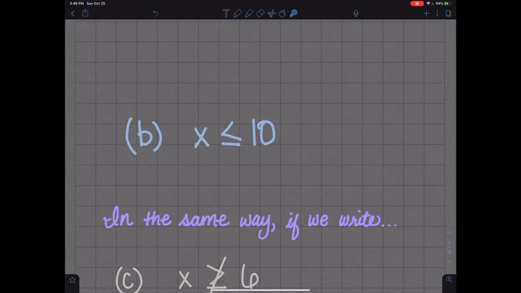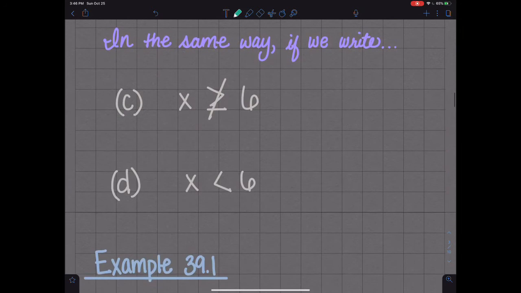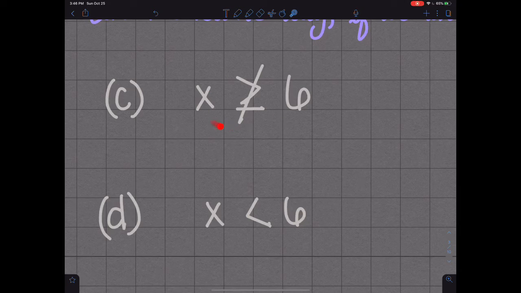So here's the answer. If you have X is greater than 10 with a not sign through it, then that means that it has to be that X is less than or equal to 10. It has to be either less than or it has to be equal. Okay, so here's another example. In the same way, if we write X is not greater than or equal to 6, now in this situation, we already had 2 of the 3 axioms there. You had greater than and you had equals.